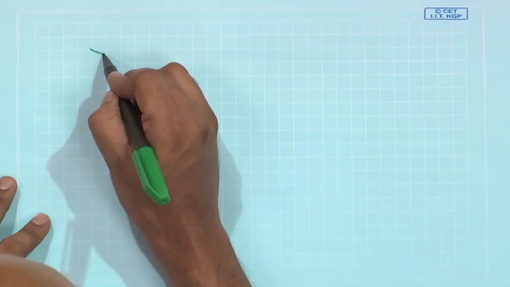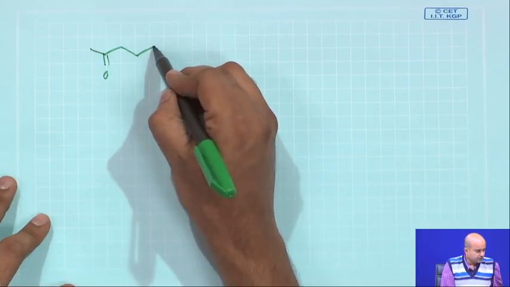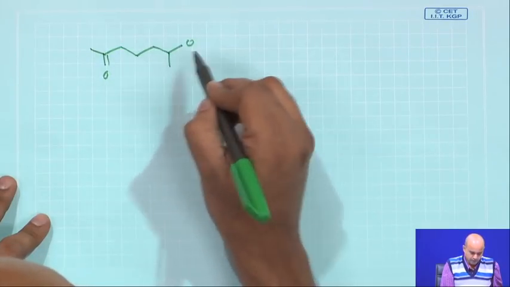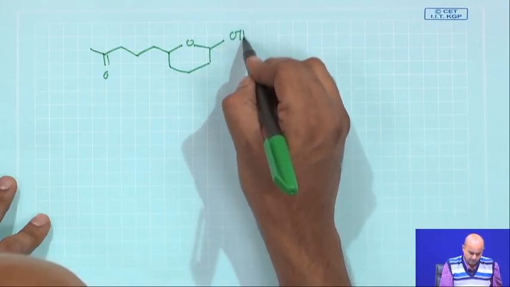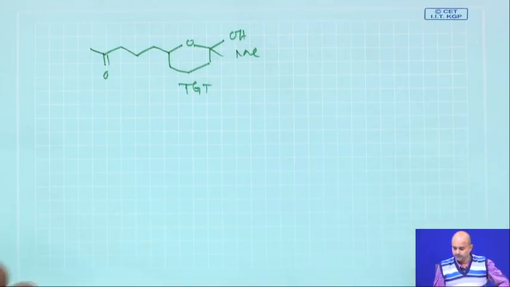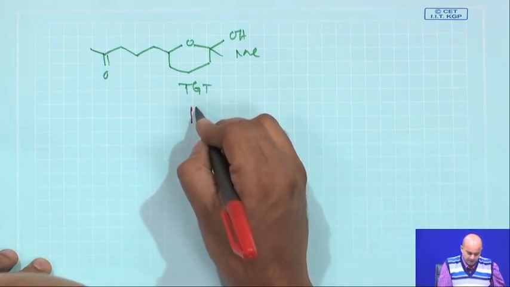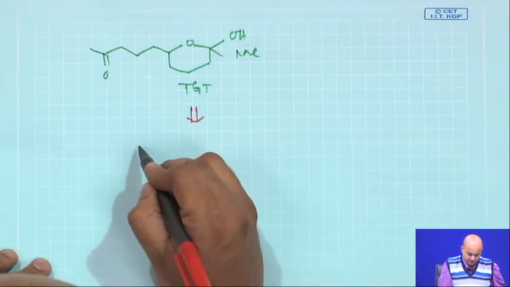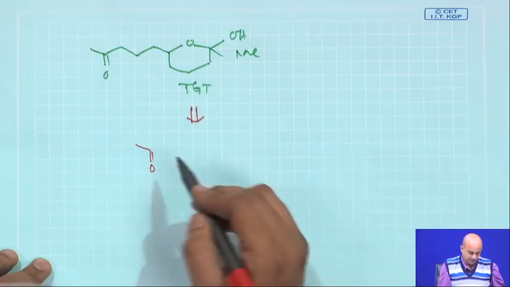Now, coming to a similar problem, we will now discuss another problem, which is also a protecting group based strategy. The compound which was given to you is a target molecule having this structure. If you closely analyze the structure, you will find that it is basically a cyclic acetal.